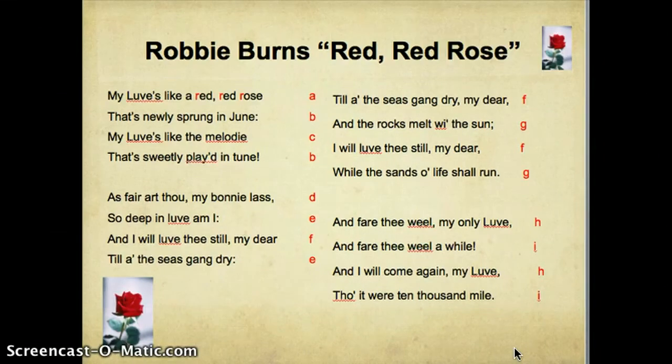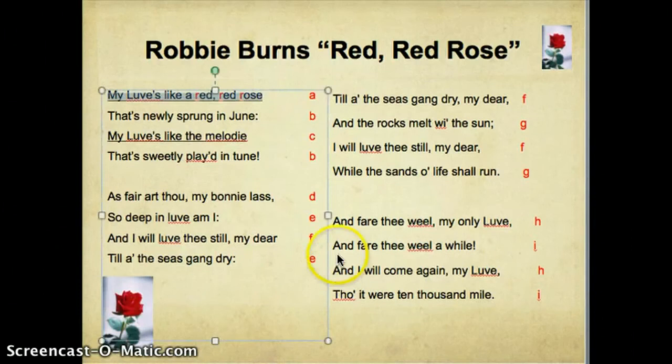Other interesting things that we can point out, you can say alliteration. So red, red rose is an example of alliteration, so repetition of that consonant sound R. You can pick out some other ones as well. We also have 2 examples of similes, so that word like there is a giveaway that this is a simile, figurative language. So my love is like a red, red rose, and my love is like the melody that is sweetly played. So both of these things are ways that the speaker is describing his love for his lady.